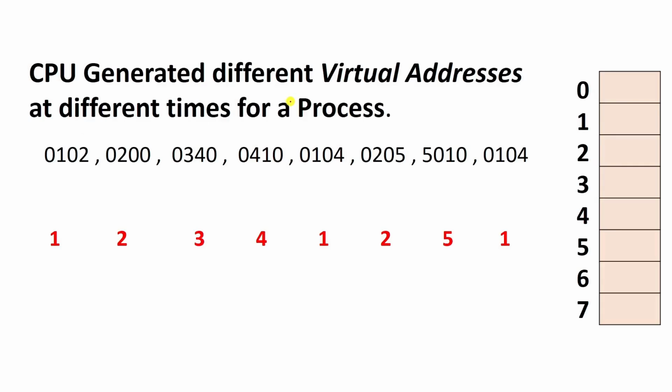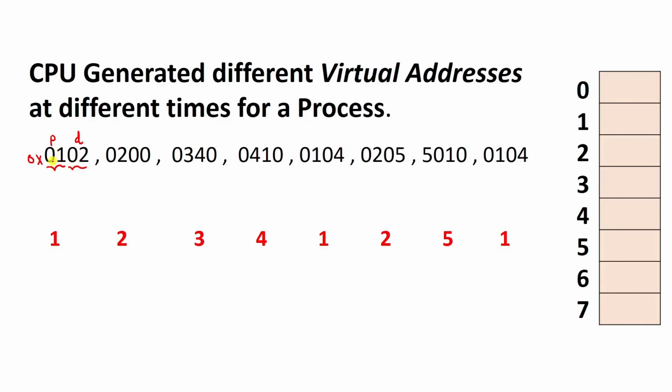Let's assume the CPU generated different virtual addresses at different points of time for a particular process. Let's say the CPU generates a virtual address 0102. You can assume these are hexadecimal numbers, where the first 2 bytes tell me the page number and the last 2 bytes tell me the offset. So this is P and this is D.